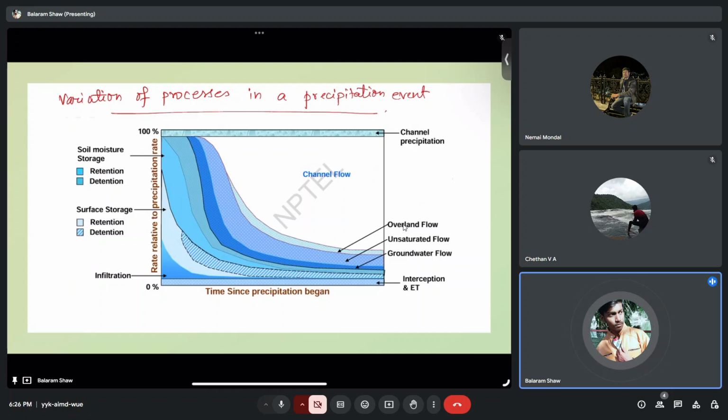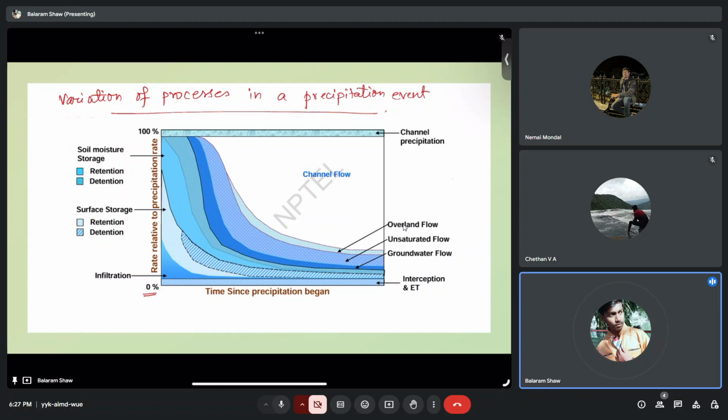So this precipitation contributes, in the hydrological cycle, to various storage and flow processes, as we have seen. Here you can see the y-axis shows the rate relative to precipitation, that is, the rate of each of the surface storage or any of the processes happening during a precipitation event. It starts from 0%, and the x-axis is time since precipitation began.